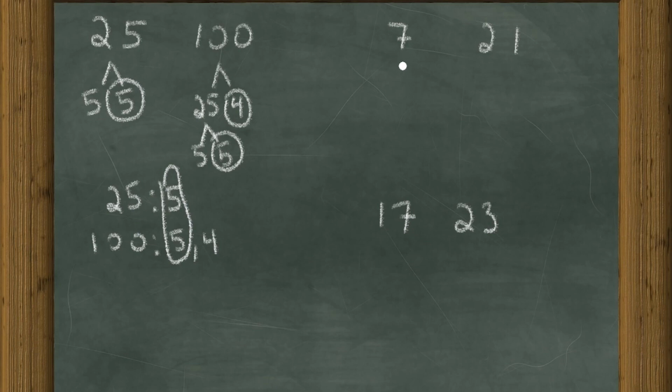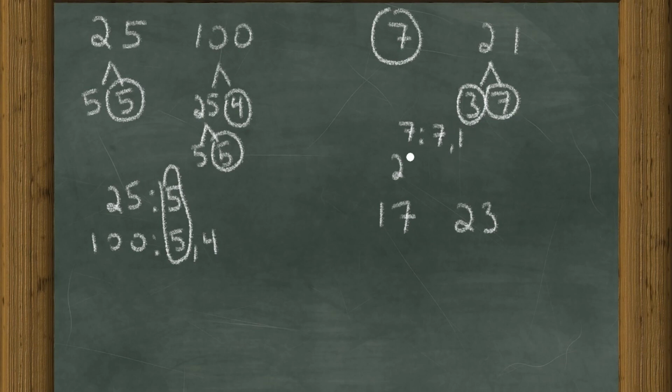Now let's look at 7 and 21. Now 7 is already a prime number, so I'm going to circle that. And 21 can be split up into 3 and 7. So I'm going to circle these, and I'm just going to write this out. 7 and 1. Since it's a prime number, I'm going to write 1 as one of the prime factors. And then 21 can be split up between 7 and 3. So the greatest common divisor, or greatest common factor, between 7 and 21 is 7.